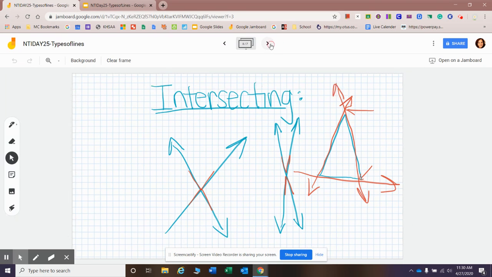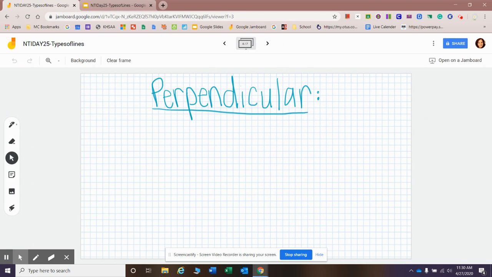The last type of line that we're going to look at is perpendicular. Now, this is a word that I'd like you to use a lot when we start classifying quadrilaterals. Perpendicular, they form right angles. We know what a right angle is because we learned it yesterday. It's an angle that's like a corner, 90 degrees.